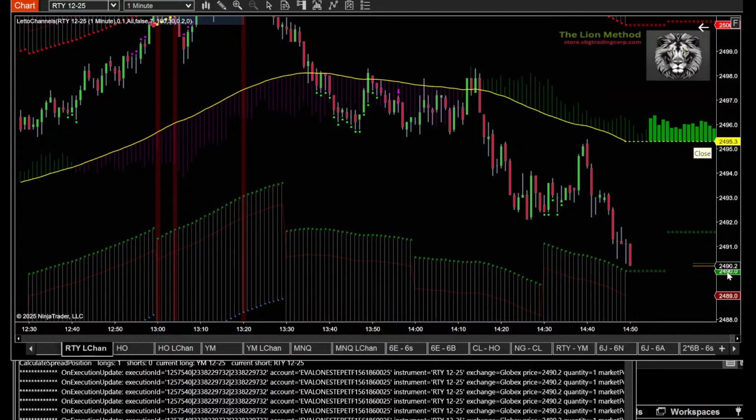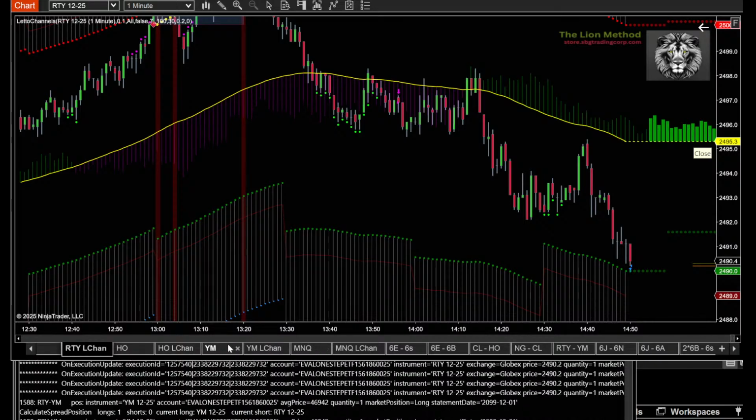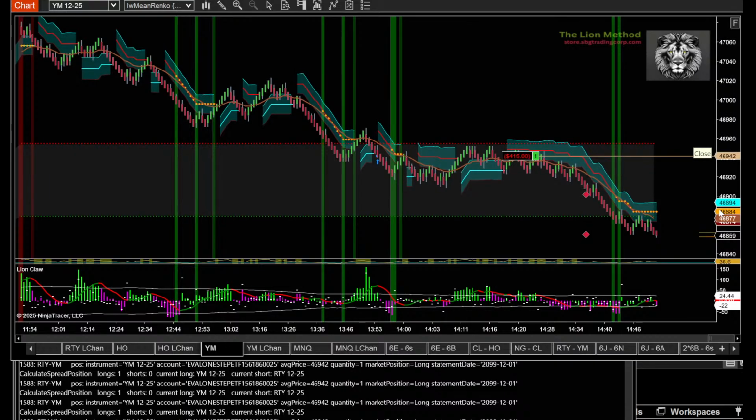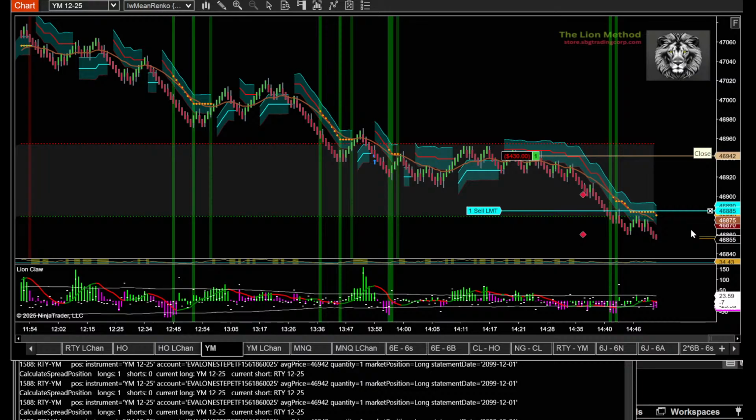So we've got to manage our. All right, so we're out now of the Russell. So we're exposed on the YM. Anything the YM moves above this level, we're good on. We actually will be positive. So I'm going to put a sell order here. If we get up to there, we will be net positive on this spread.